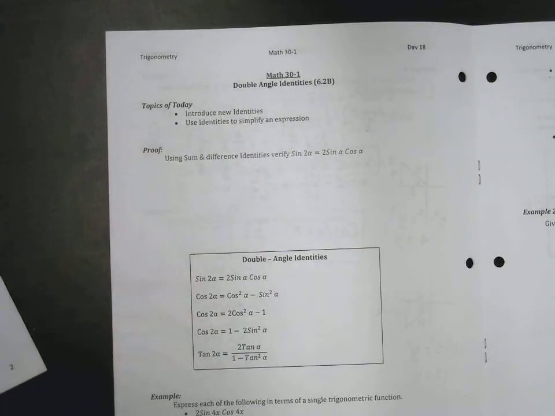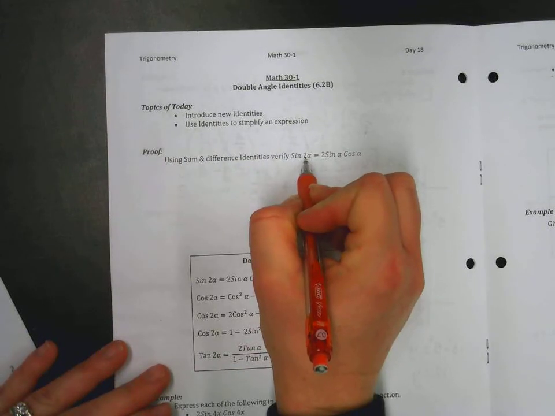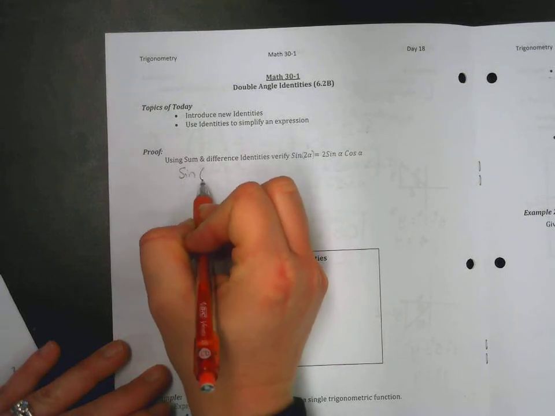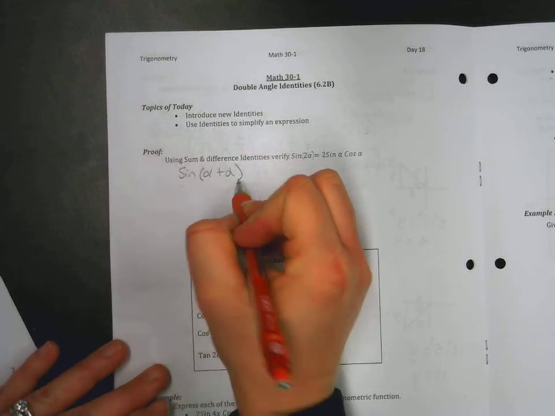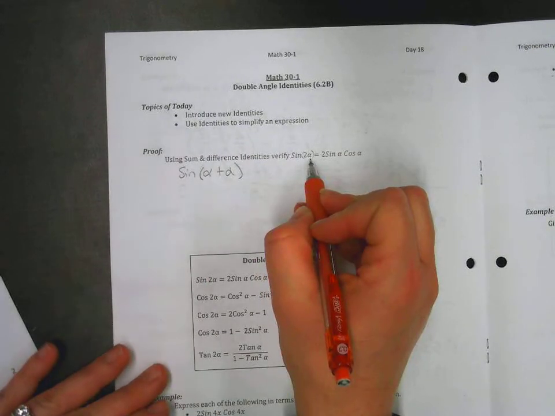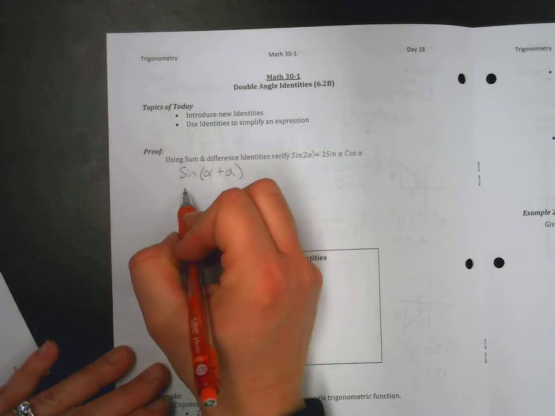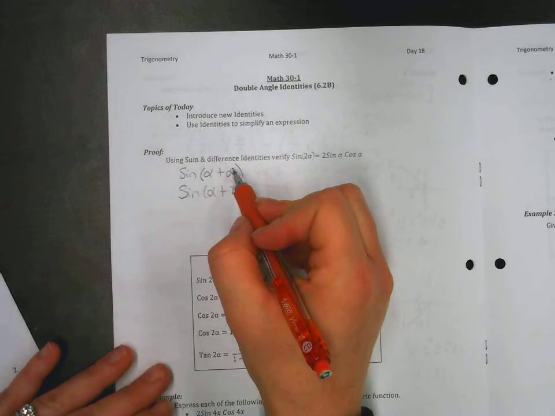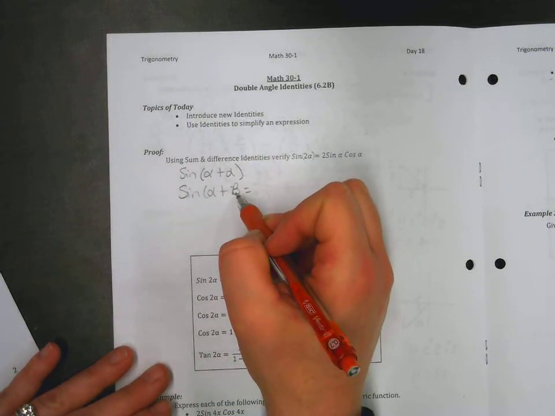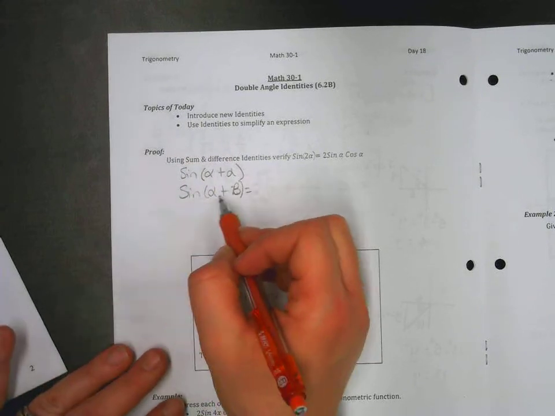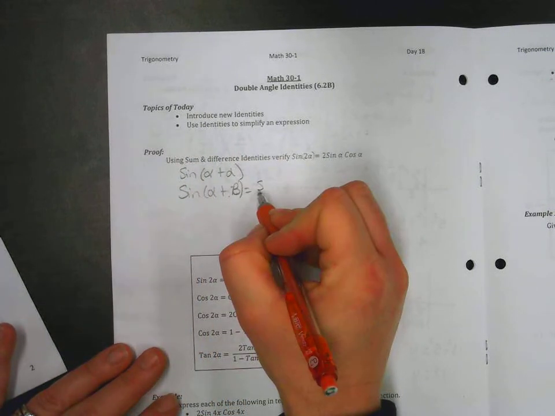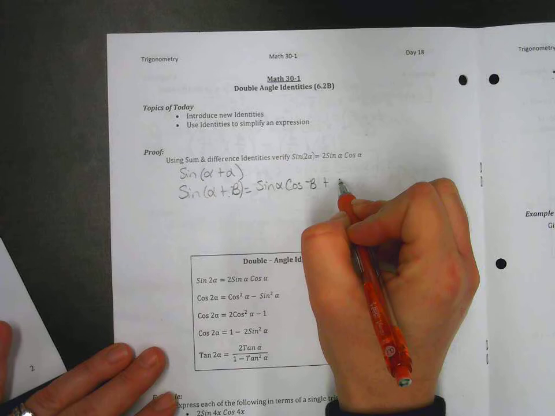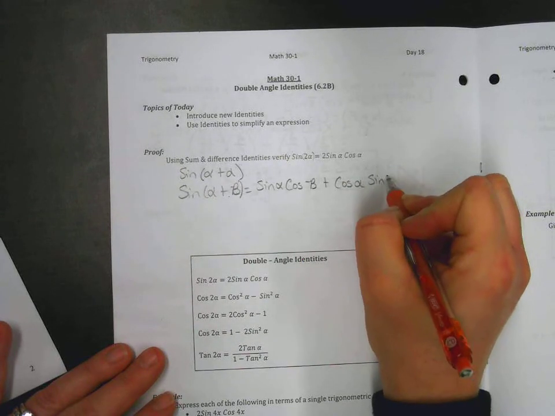We're going to use a sum and difference identity to do that. So technically, when I think of 2 of something, I could rewrite this as angle alpha plus angle alpha. So this comes from our sum and difference identity, where this second angle alpha is going to relate to our angle beta. And our sum and difference identity for sine of alpha plus beta is sine of alpha cos of beta plus cos of alpha times sine of beta.